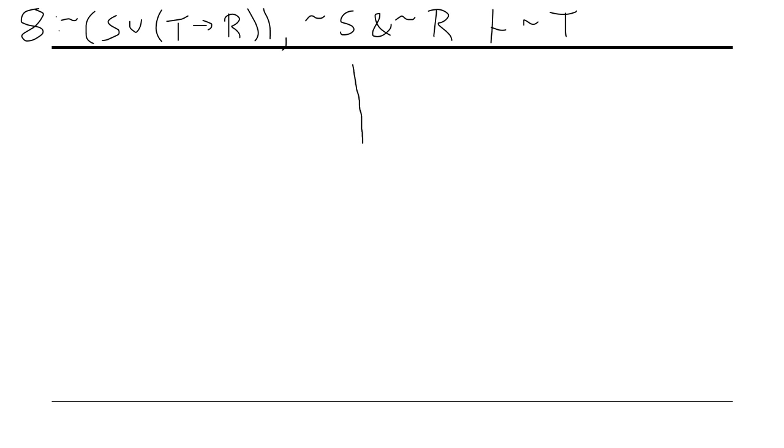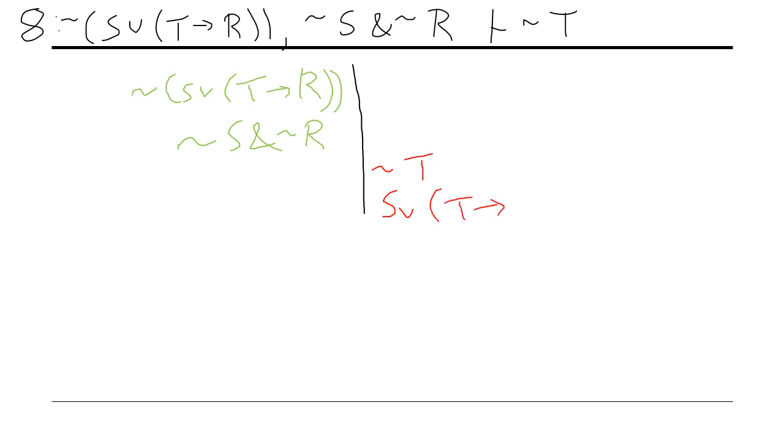So this one we have two premises. We have tilde S, T, arrow R, and not S and not R. We have not T as our conclusion. Let's do the first premise, which has a tilde as the main operator, so we're going to flip it over, like that. Now we still have more to do.